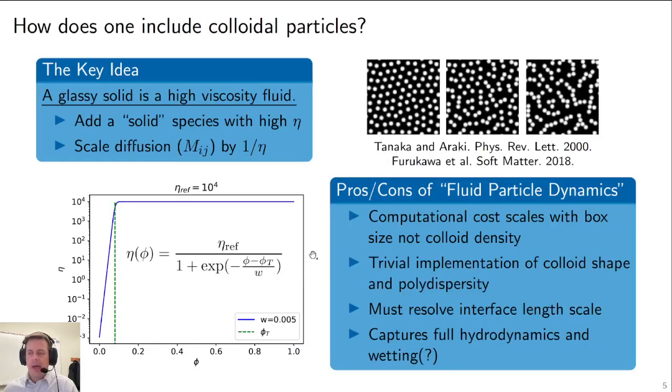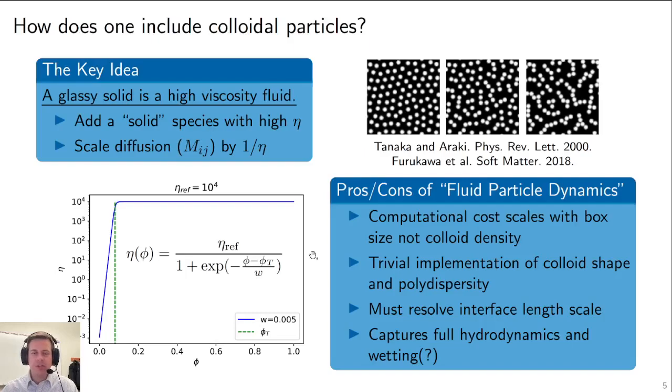So now, how does one go about taking this and putting it in terms of colloidal particles? Well, the key idea is that if I wanted to have two liquid phases and if I wanted to make one of them solid, I could just turn the viscosity up and turn the diffusion down, and then I would end up with a solid particle.